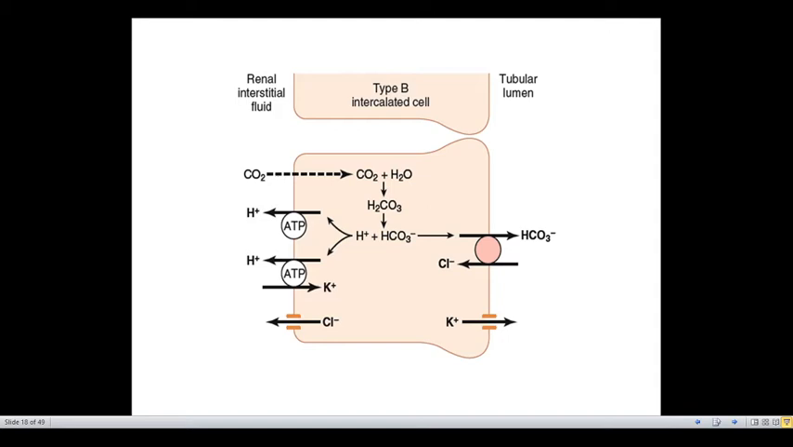The figure shows the type B intercalated cells. In type B cells, the hydrogen ATPase and hydrogen potassium ATPase transporters are located in the basolateral membrane and they reabsorb hydrogen ions while secreting bicarbonate and potassium ions in alkalosis.